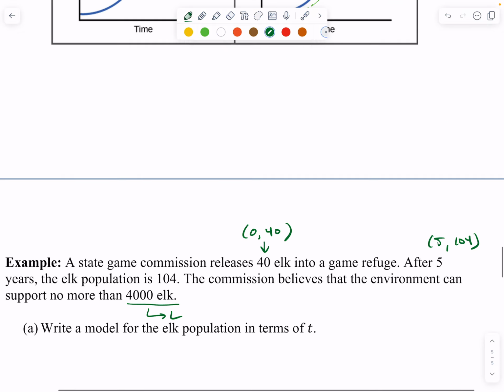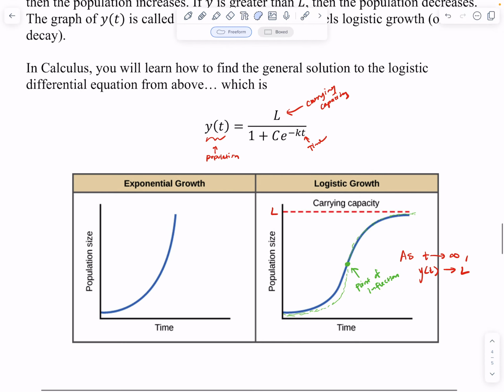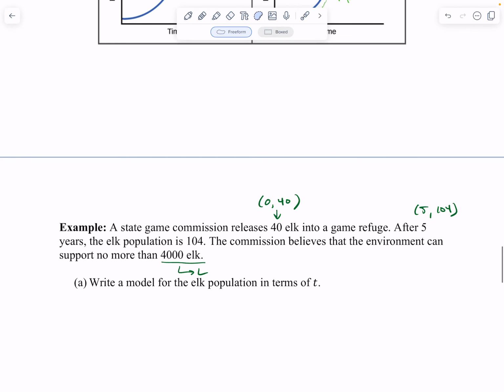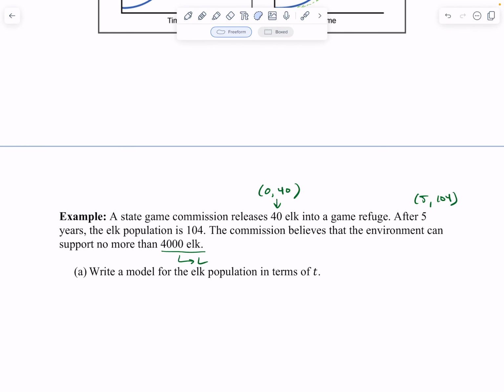So we're going to come up with the model for the elk population in terms of time, which means, coming back here, I'm going to paste the model for us to reference. We know what the carrying capacity L is, but we need to solve for C and K, or we could solve for negative K.